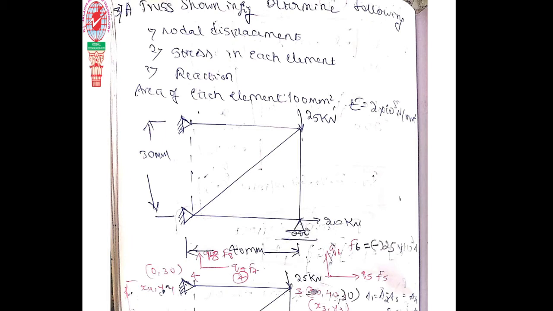What type of support is this one? Roller support. These two are fixed supports. Keep this in mind. Now the supports also change. Therefore the boundary conditions also change. Reactions also change. Correct, no?